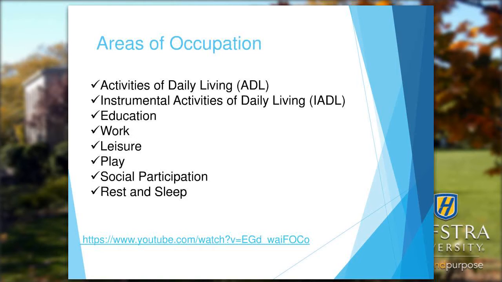So an occupational therapist might be involved in helping an individual to do those things because of an injury or because of a birth defect or some deficit related to functioning. Then there are instrumental activities of daily living, and those are the activities related to managing household or pets, and then education, work, leisure, play, social participation, rest and sleep.